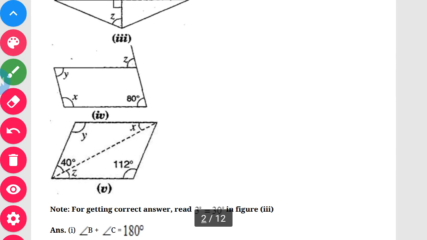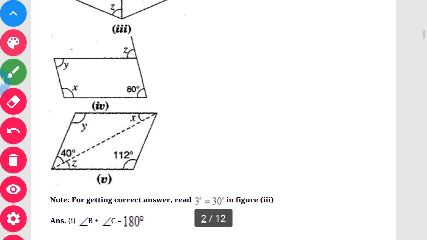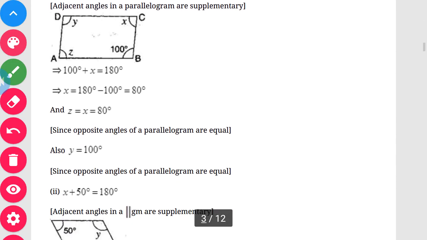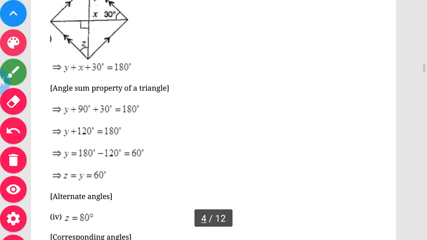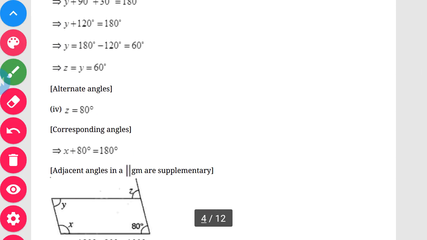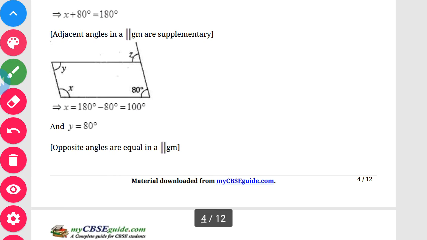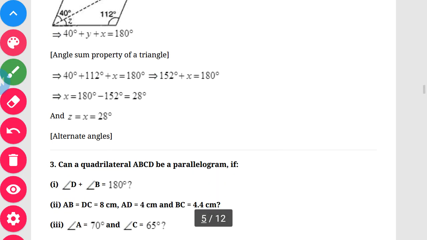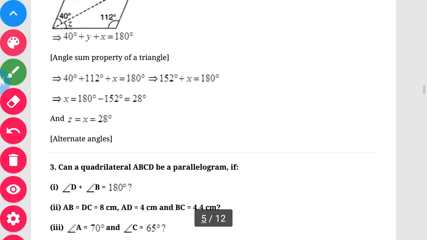This also you can solve, no problem, children. It only depends on the properties of transversal lines, alternate angles and all, and also the property of the parallelogram. Here you can see the same thing: they found the angle sum property first, and then alternate angles are equal, and corresponding angles come into the picture. Here also you can find the angle sum property. As you know opposite angles are equal, y becomes 112 degrees, and x you can easily find, because the angle x is equal to angle z. So it is 28 degrees, you can find it, no problem, give it a try.